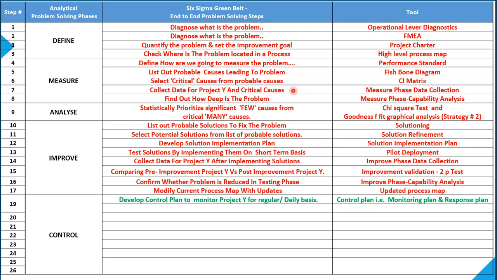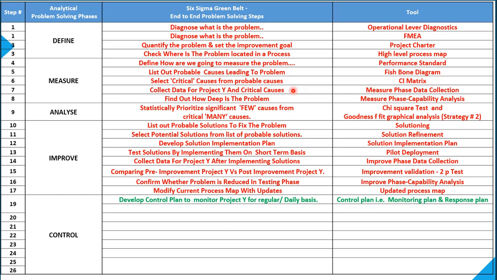Now we have the list of probable causes, a huge list of probable causes. Can we work on all those causes? Yes, we can, but are we supposed to work on all of them? That will incur time, extra effort, extra money. So we cannot work on all those causes. We need to reduce the number of causes, so we need to prioritize the causes.